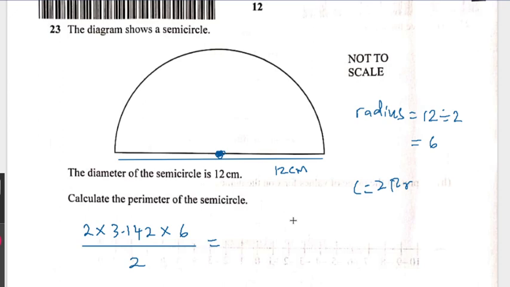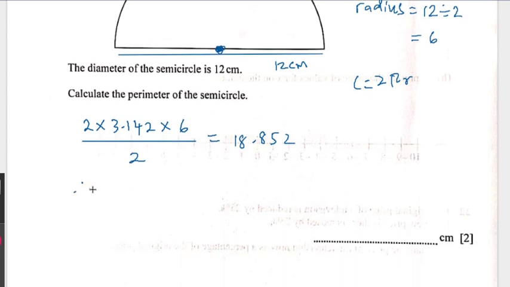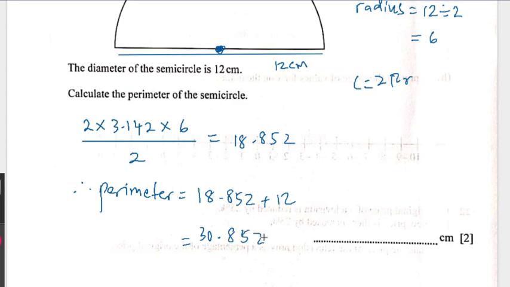So yeah, you get 18.852. Okay, therefore the perimeter, you write 18.852, you plus with this part here, plus 12. So you should get 30.852. Yeah, is that okay, students? So we write here 30.852.